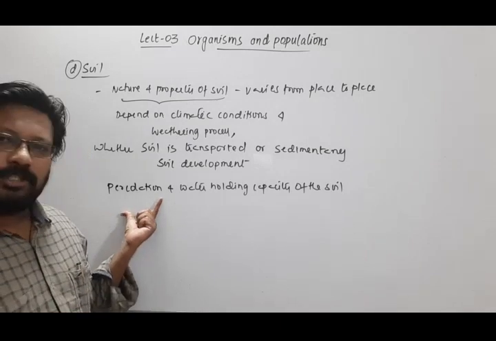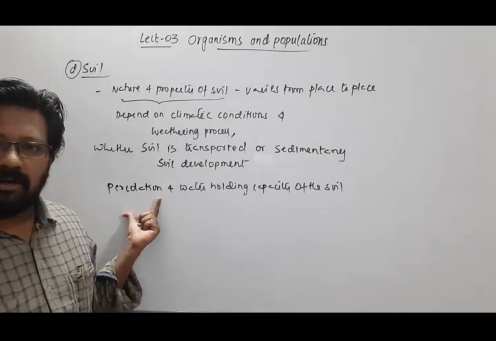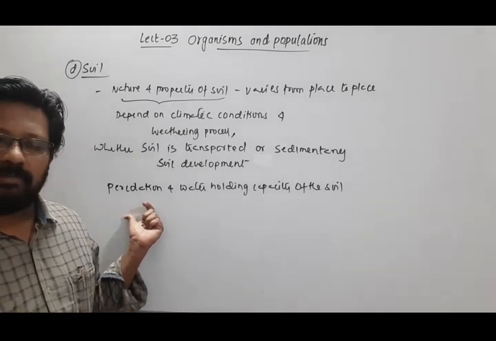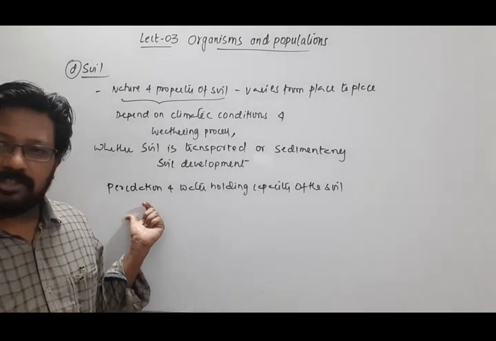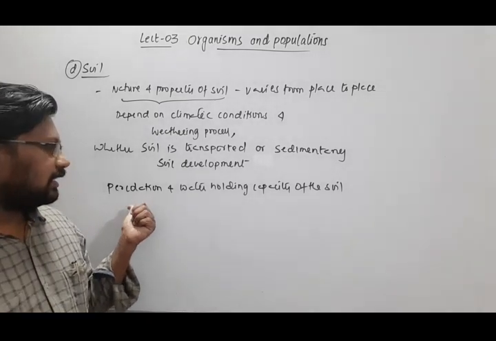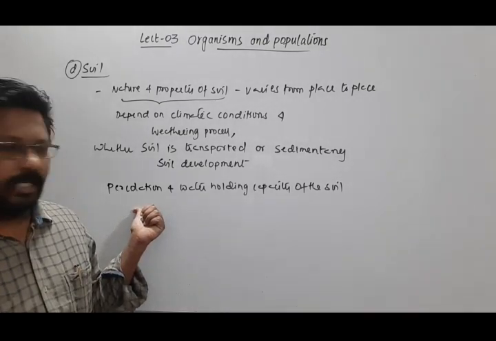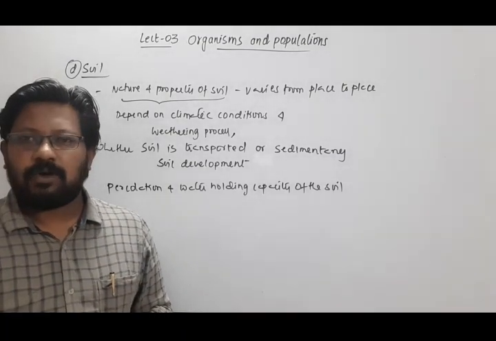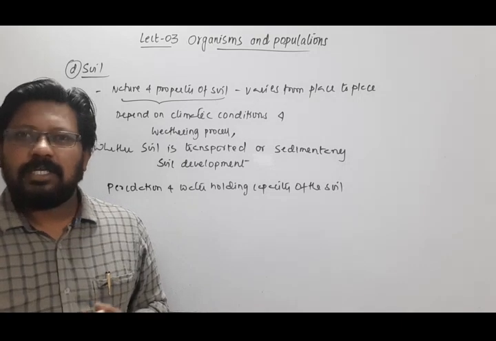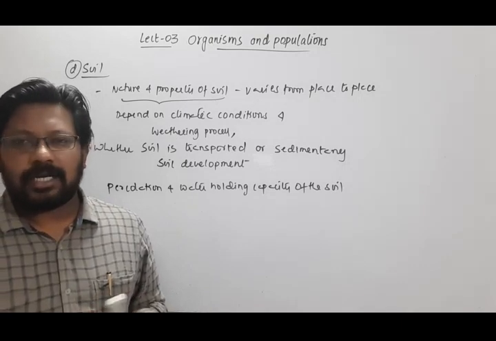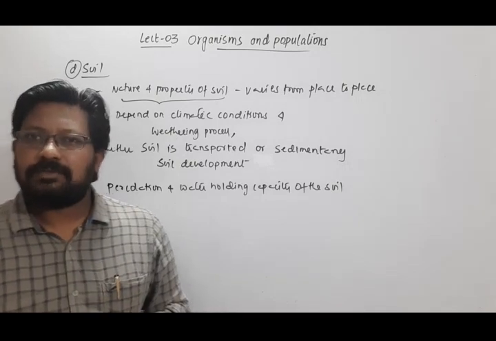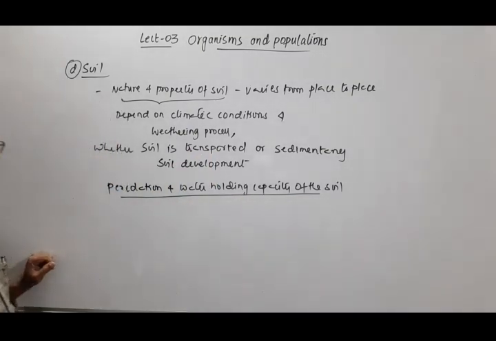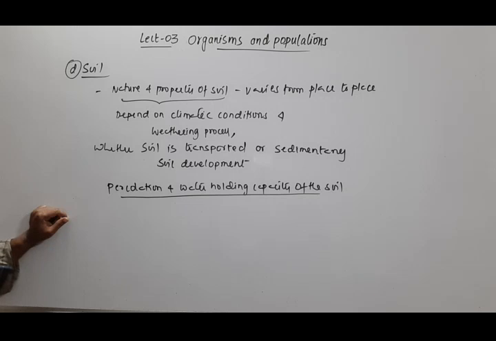So if percolation is not proper, then there will be lodging of water, and in those conditions the plants will not be able to grow, because the roots will not be able to get oxygen, the respiratory gases. So for that reason the plants will die in that location. And if the soil is not able to hold the water, then the plants will not get the water, and as a result in that condition also plants will not be able to grow.